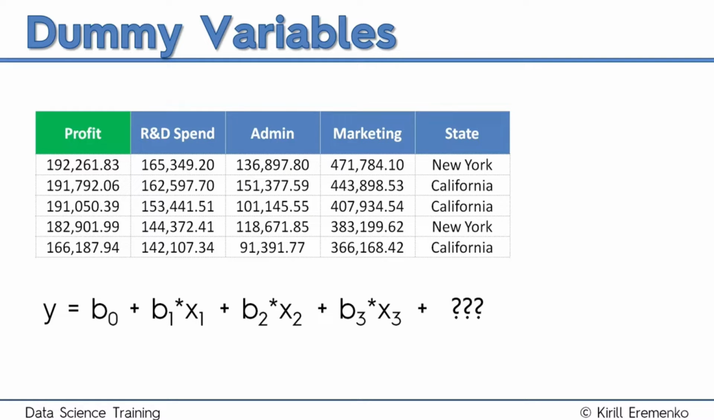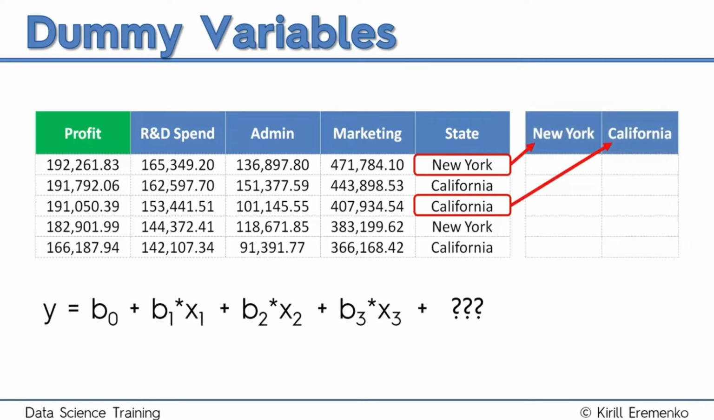And the approach that you need to take when you face categorical variables in regression models is you need to create dummy variables. Let's see how we can do that. First, you need to go through your column and find all the different categories you have. So in this case, we have two categories. So for every single category that you found, you need to create a new column. For New York, we're going to create a column called New York, and for California, we're going to create a column California. So we're kind of expanding our data set and adding some additional columns into it.